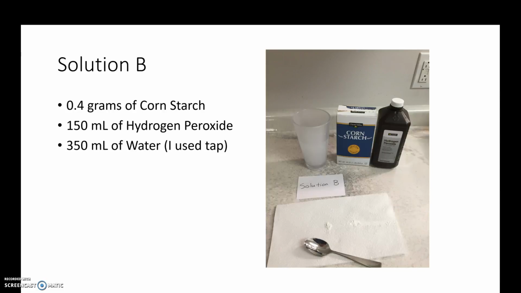Solution B is 0.4 grams of cornstarch. I just estimated that out. Then 150 milliliters of hydrogen peroxide, and 350 milliliters of water. Again, I was using tap water.